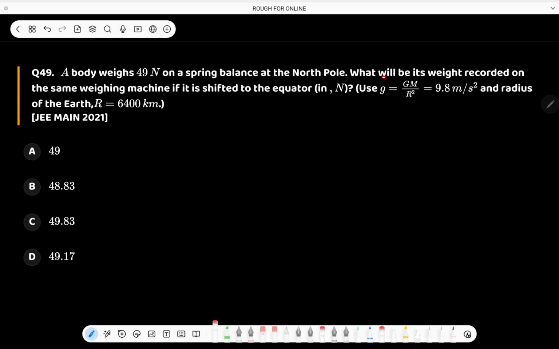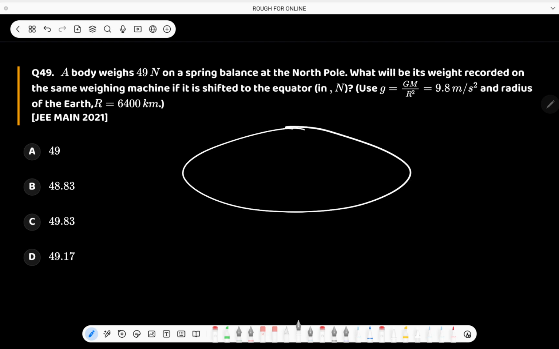Great, perfect. What will be its weight recorded on the same weighing machine if it is shifted to the equator? Will it be 49, greater than 49, or less than 49? One thing is for sure: as you move, look, the Earth we assume to be a perfect sphere, but essentially it is not a perfect sphere. It is something that you call ellipsoidal. It is something like this.